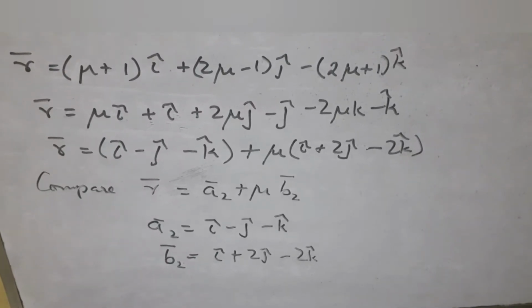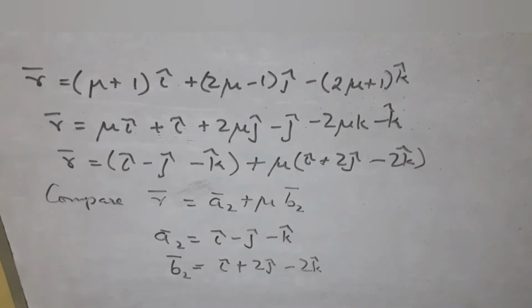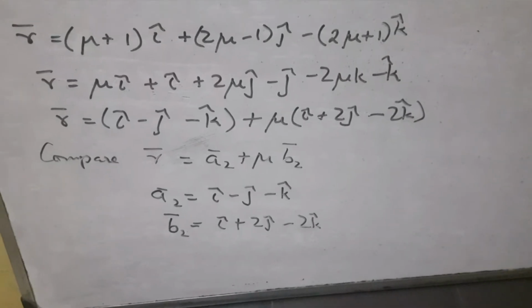Similarly, we express the second line in the form r bar equal to a2 plus mu b2 and obtain vectors a2 and b2.